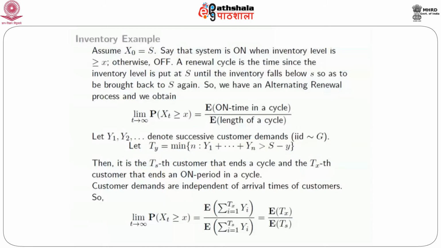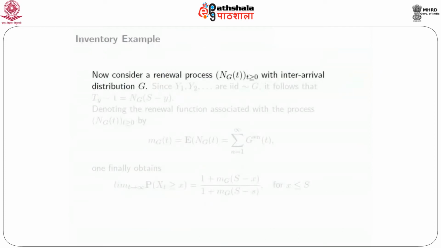So what is it that is being used here? What we are using here is that the arrival times of the successive customers are independent of the Y's, the demands. Okay. So now consider a renewal process to be called N_G(t), whose interarrival distribution is G. Remember, G is the common distribution of the successive demands of customers. So Y1, Y2, Yn, etc. are IID with distribution G.